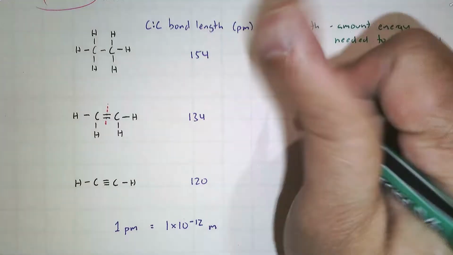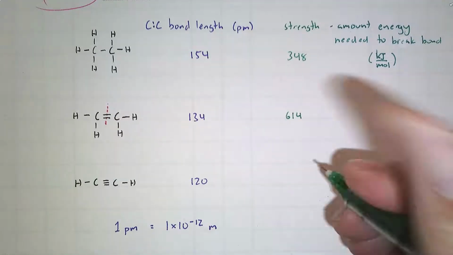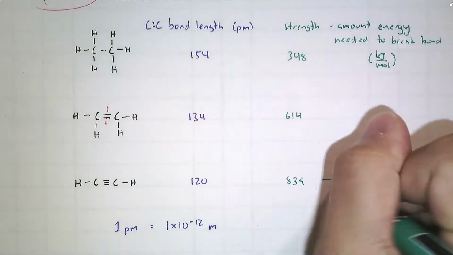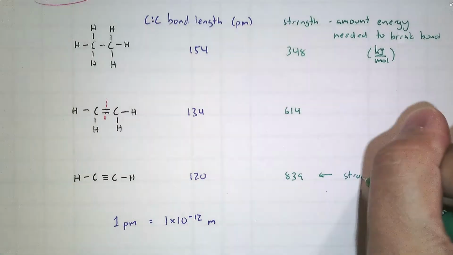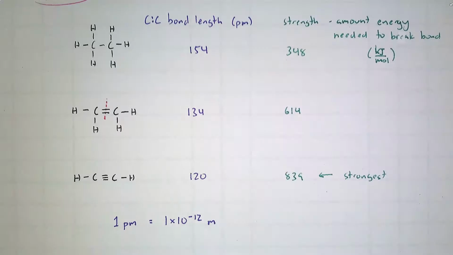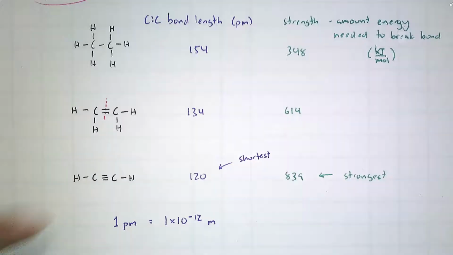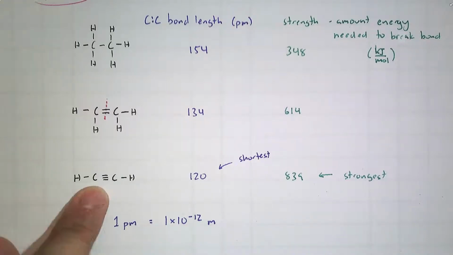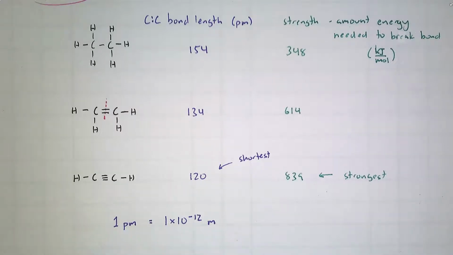For the double bond, it actually jumps. It gets harder to break. And then for the triple bond, 839. So what that number means is that out of these 3 examples, this is the strongest. And for the bond length, the triple bond is the shortest. And this is specific for the carbon-carbon triple bond. Okay. So with more electrons in between the two atoms that are being bonded, the distance becomes shorter and the strength of that bond becomes larger.